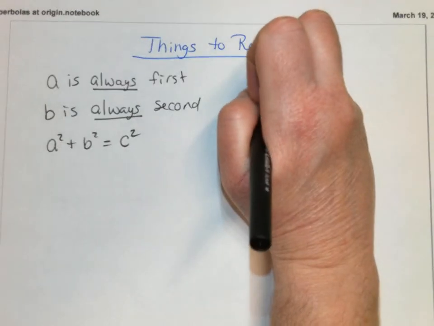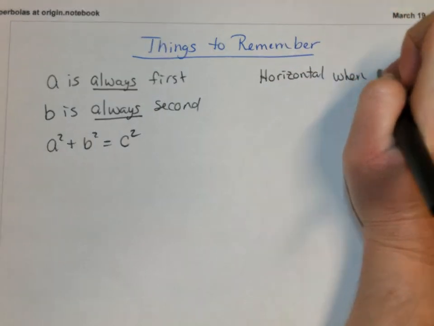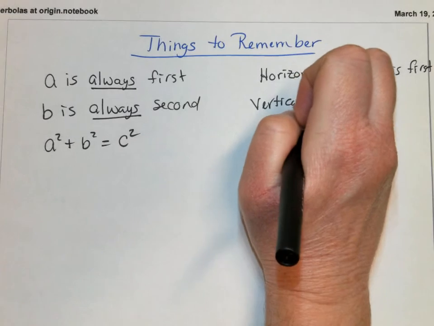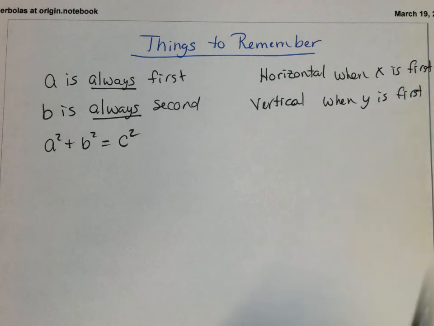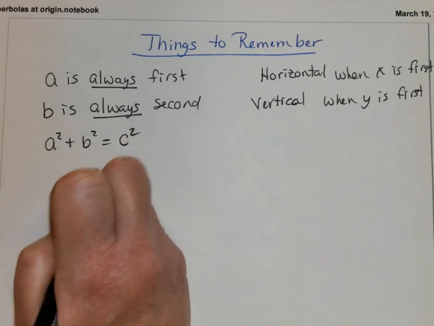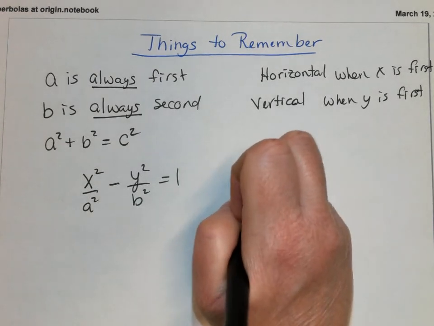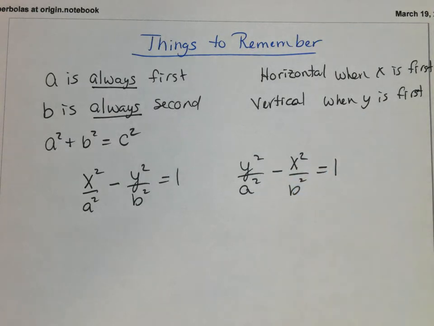Okay. We know it's horizontal when X is first. We know it's vertical when Y is first. And our equations, again, look like this. X squared over A squared minus Y squared over B squared equals 1. And Y squared over A squared minus X squared over B squared equals 1. Okay, so if we can keep all of that straight, I think we can write some equations.